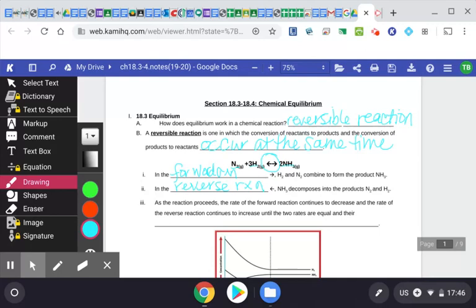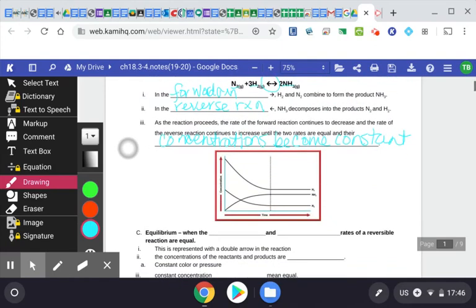As a reaction proceeds, the rate of our forward reaction continues to decrease, and the rate of the reverse reaction continues to increase until the two rates are equal and their concentrations become constant. Which is what we see here in the graph.